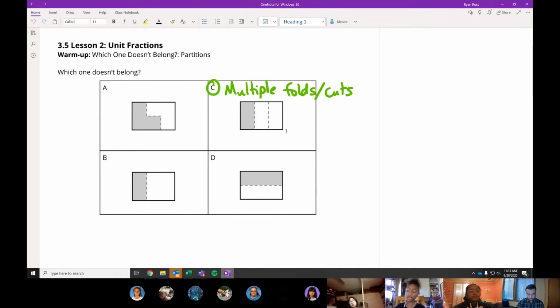Camila, let's go to you. What's another one that stands out? A. All right, and why does A not belong? It has a zigzag cut. Okay, so it's a zigzag cut. Very nice. Whereas the other ones are all just a straight line, straight shot.